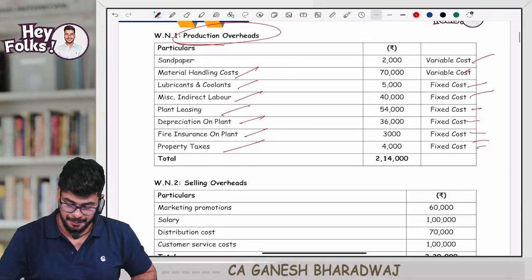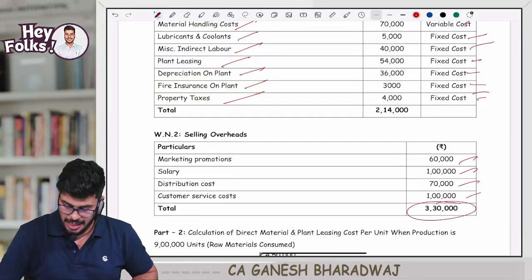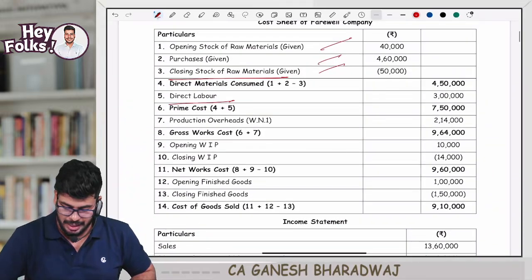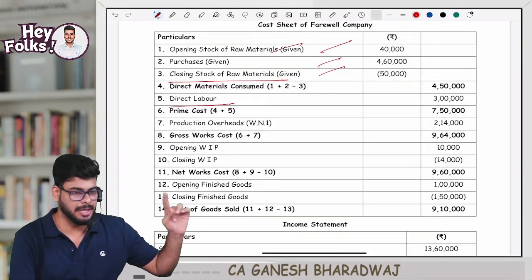Perfect. Now, even for selling overheads, they have added up all these figures and put it as the total of POH and the total of SOH. So now what they have done here is they have just put the format of the cost sheet. Come on, opening stock of raw material plus purchases.